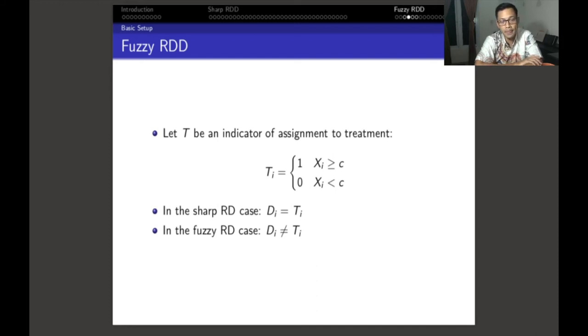actual receipt. Now in the sharp regression discontinuity design case, everyone who is assigned to the treatment, or T is equal to 1, is going to get the treatment. So T is equal to 1. So in this particular case, D is equal to T. However, in the fuzzy regression discontinuity case, not everyone who is assigned to the treatment group is going to get the treatment. And so in this particular case, the actual treatment received D is not going to be equal to the assignment to the treatment T.